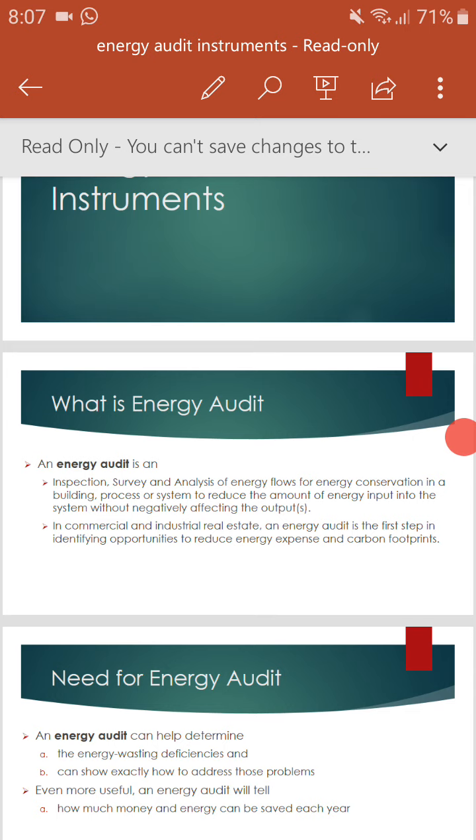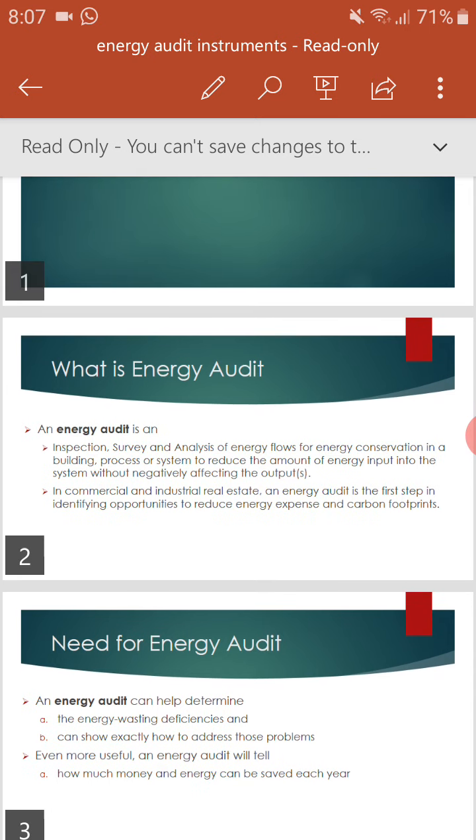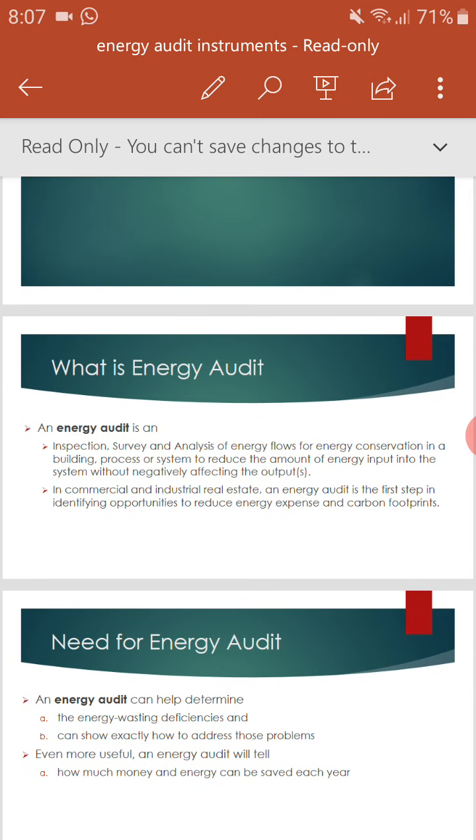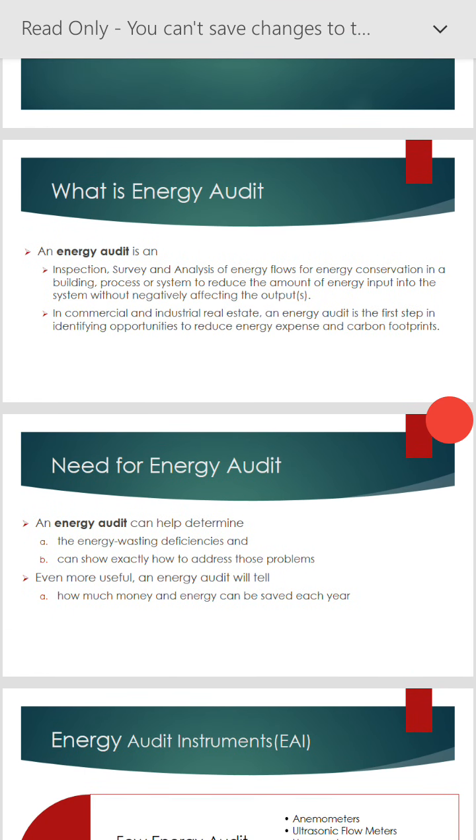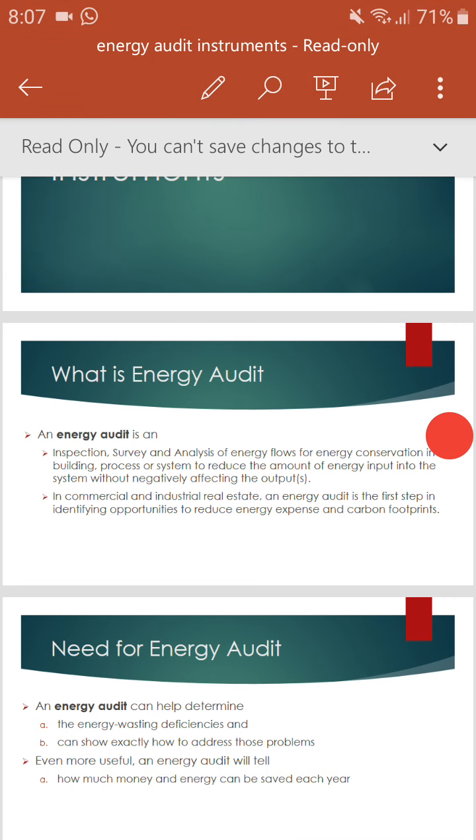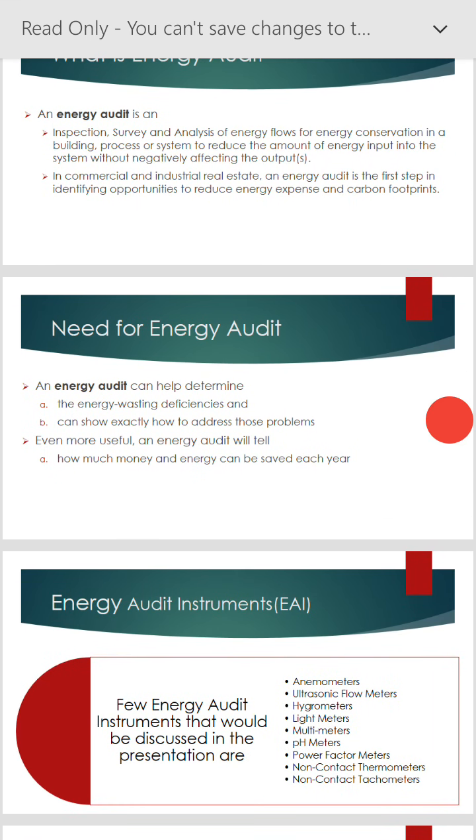For example, suppose in your room there is a tube light and you want to replace it with something else to reduce the consumption. At that time you can use a CFL, that means compact fluorescent lamp, which is readily available today. Next, what is the need of an energy audit?